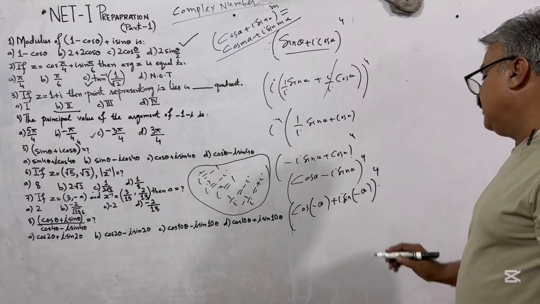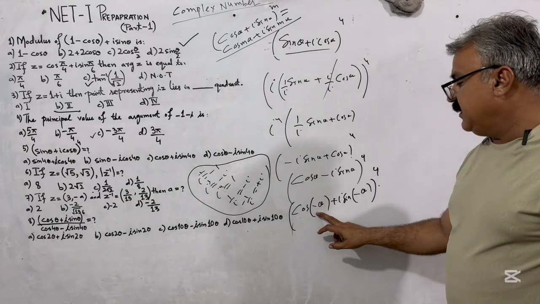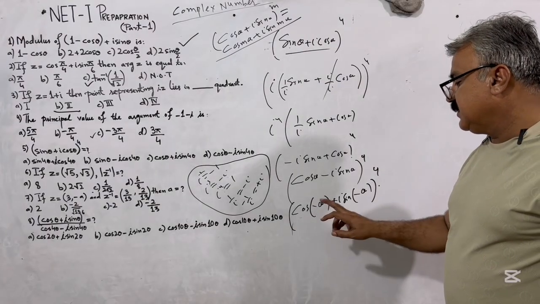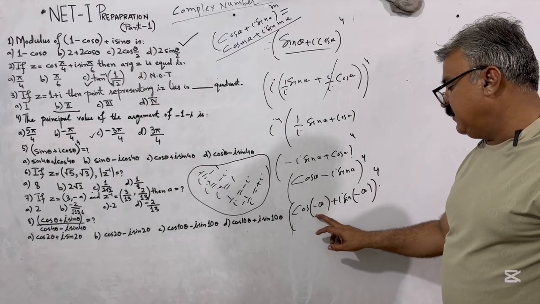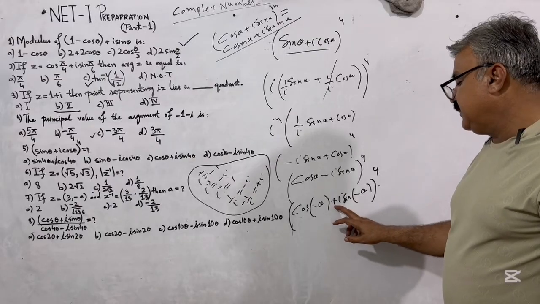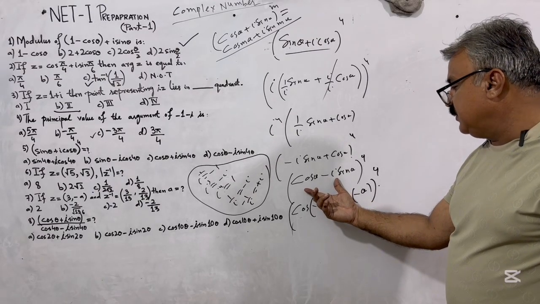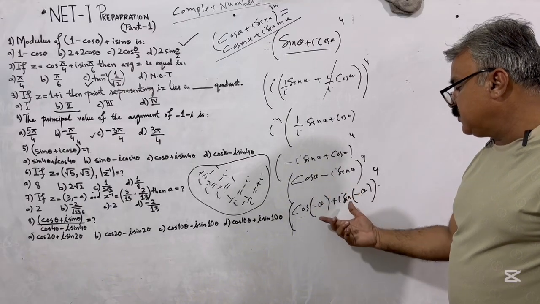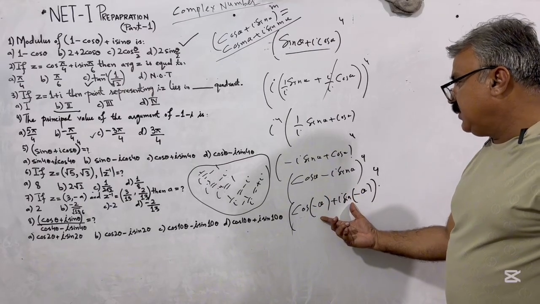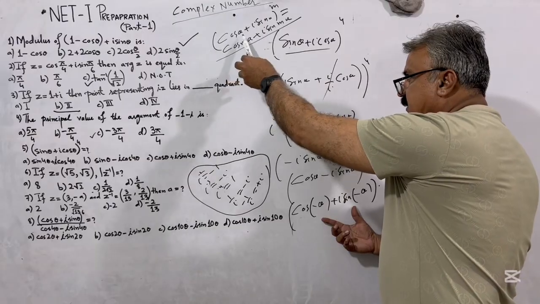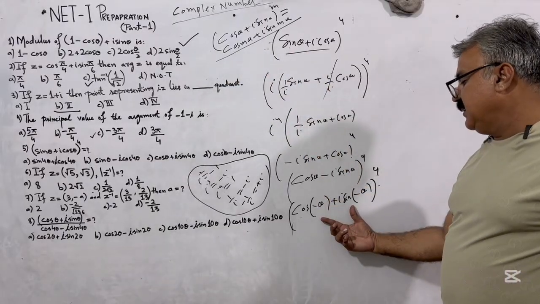Sine of negative theta, overall power 4. Here minus automatically vanishes, as cos is an even function. And here minus comes here, as sine is an odd function. Minus remains intact. So this situation we have transformed in a gentle manner to cos theta plus iota sin theta, cos theta plus iota sin theta.